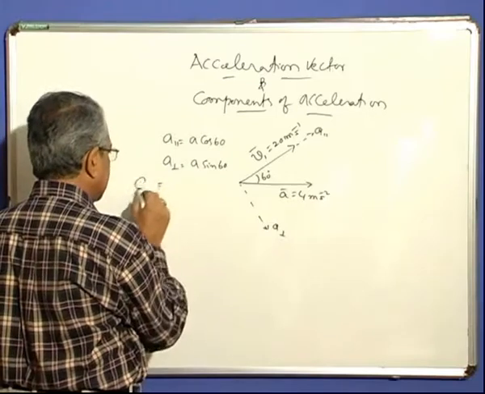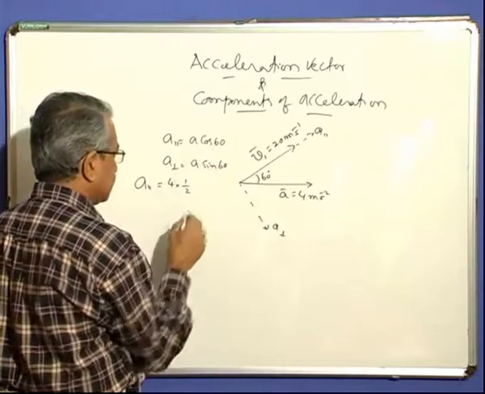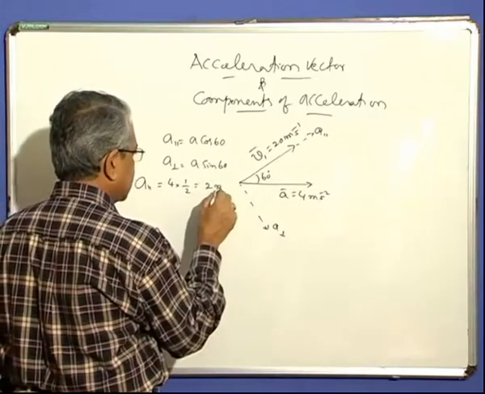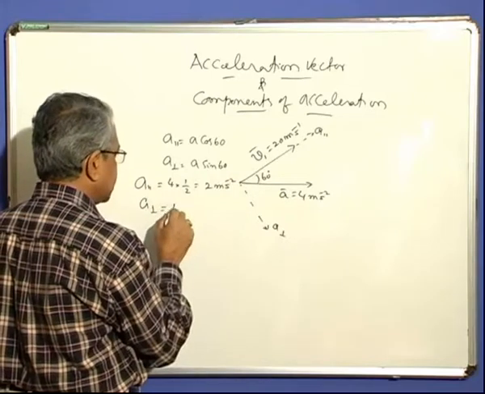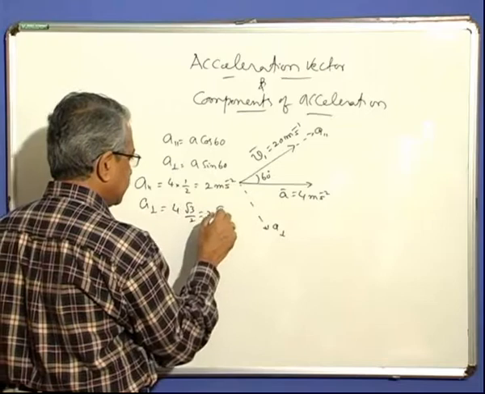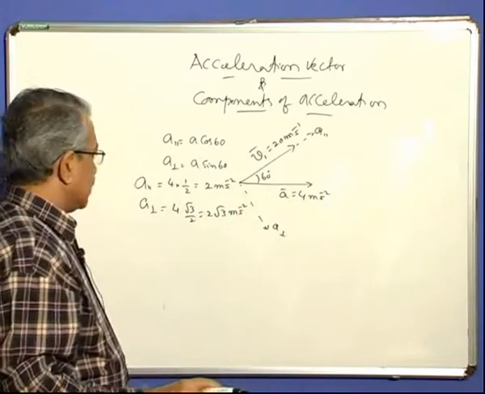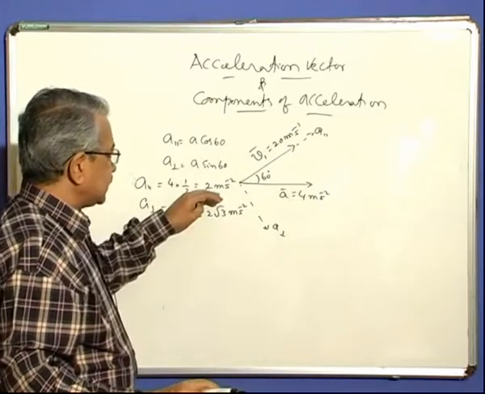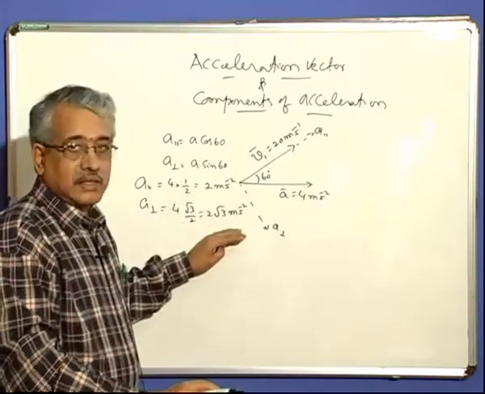Now what is the value? A cos 60 is 4, cos 60 is half, so it is 2 meters per second square. The perpendicular component is 4 sin 60, sin 60 is root 3 by 2, that is 2 root 3 meters per second square. So the parallel component is changing the magnitude, and the perpendicular component is changing the direction now.